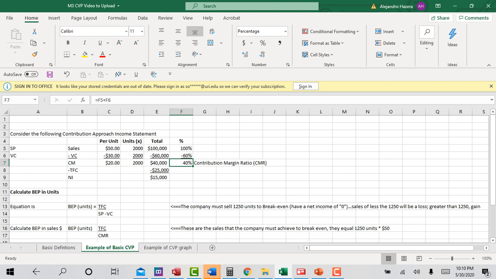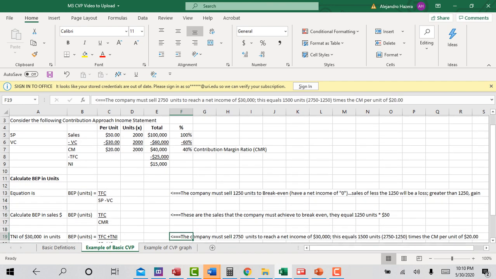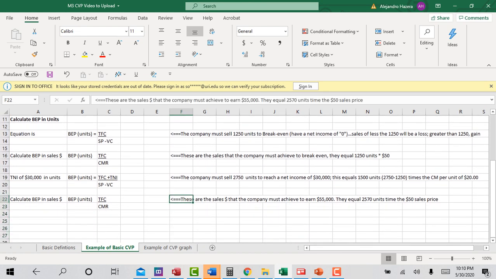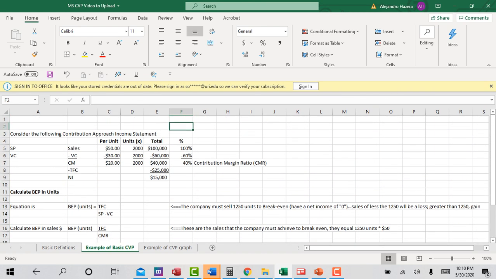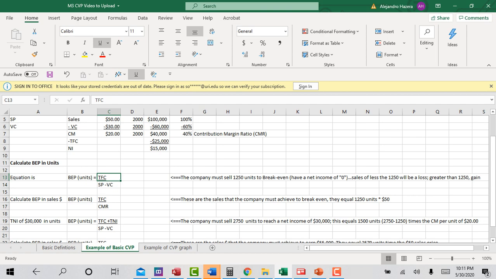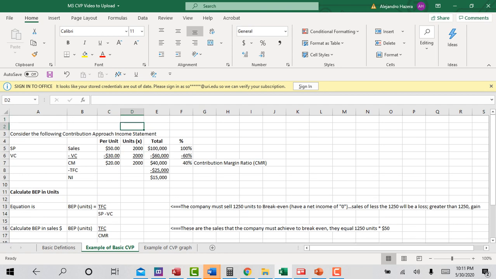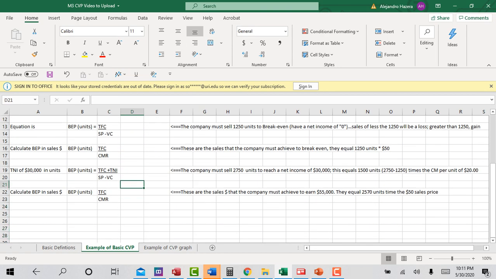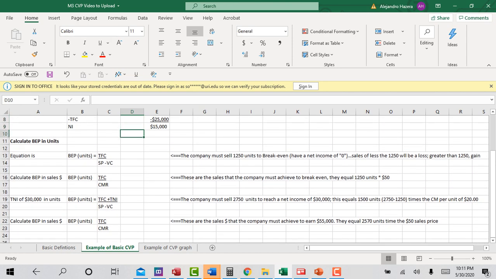Okay, so let's go down here, and you're going to see 4 formulas here. And the 4 formulas are the formulas that you use. It's basically one formula, and we just modify it slightly. Those 4 formulas are going to compute the break-even point in units and dollars, and we're also going to compute target net income. See a little thing I've changed.